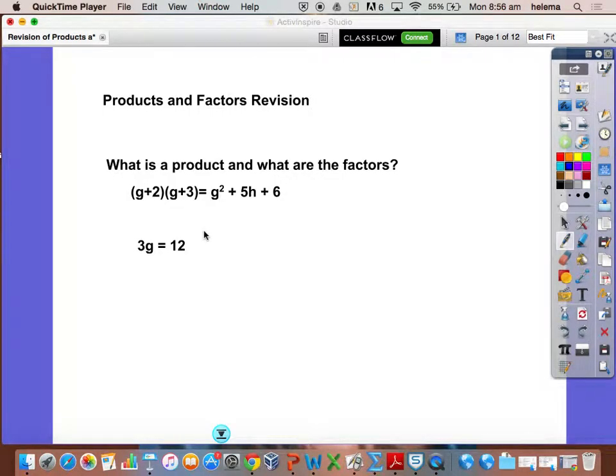Products and factors. Here we go. First, what is a product and what are the factors? Just so that we understand. Okay, so product and factors, we have, this is the answer.